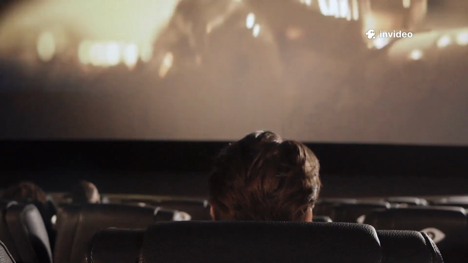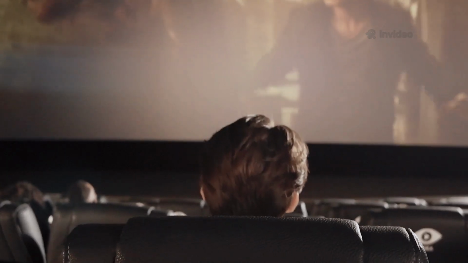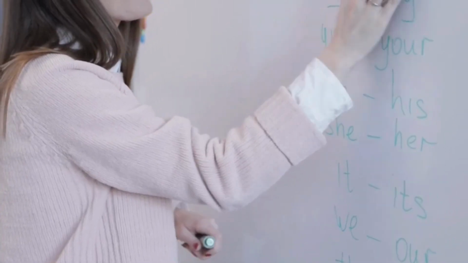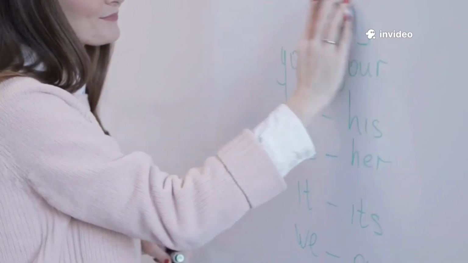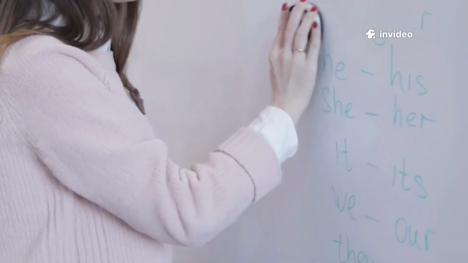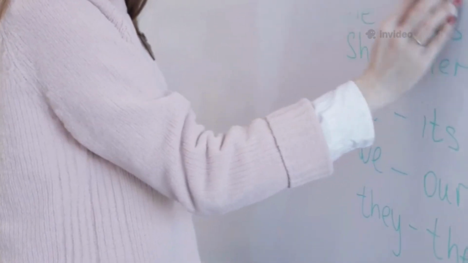Usa la forma correcta de be, am para I, is para he, she, it, are para you, we, they. This is a crucial point to remember. Subject-verb agreement is essential for grammatical accuracy. Using the wrong form of be can lead to confusion and make your sentences sound incorrect. Pay close attention to this detail.